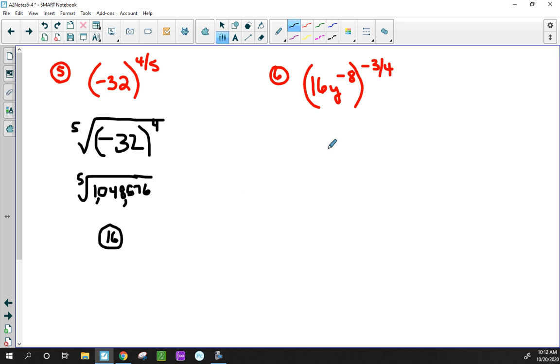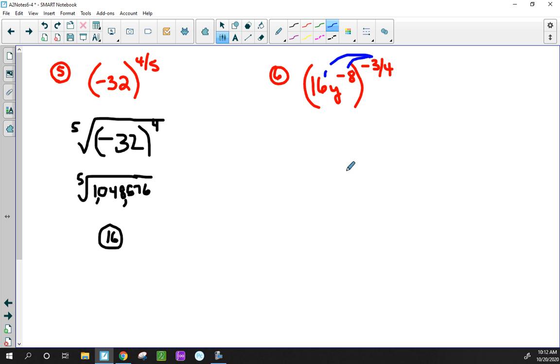Okay. Question 6. I finally get to a problem that has a variable involved. I have a coefficient now. Coefficient is 16, y to the negative 8. I see a power on the inside and a power on the outside. Actually, I see 2 powers on the inside. Don't forget, numbers have powers as well. We just normally don't write them. If it's a 1, we don't write it, but it's still there.